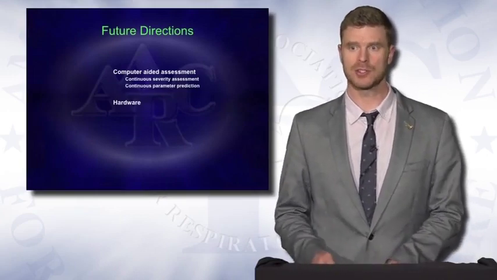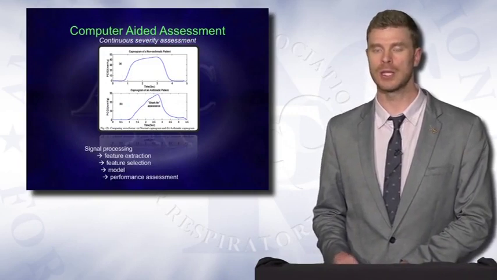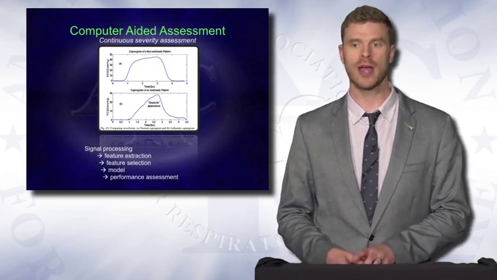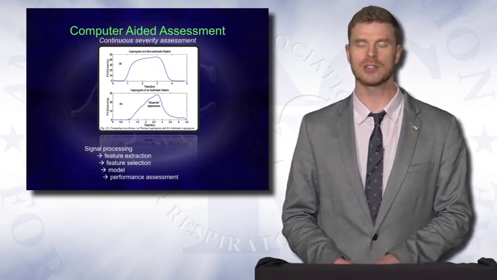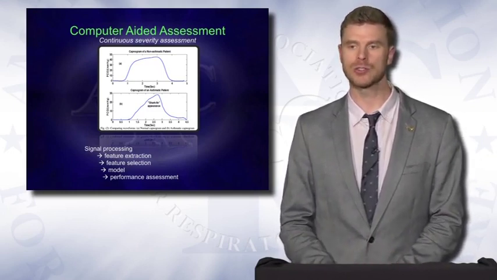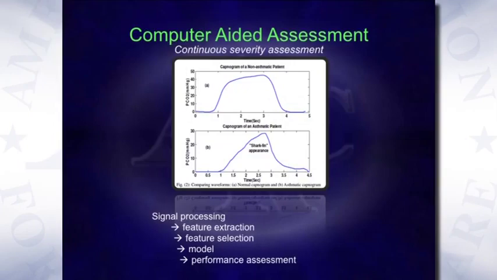So, computer-aided assessment is an area of rich research. This study is titled New Prognostic Index to detect severity of asthma automatically using signal processing techniques of the time-based capnogram. These authors sought to, in an asthmatic population, take a signal processing approach by which they automatically extracted features of the capnograph to estimate the disease severity in clinically validated scoring in a population of asthmatic patients. Here we can see on the top a normal capnogram. This is an example from their publication. And on the bottom, the shark tooth looks like an obstruction that we went over earlier in the capnography section of our lecture.